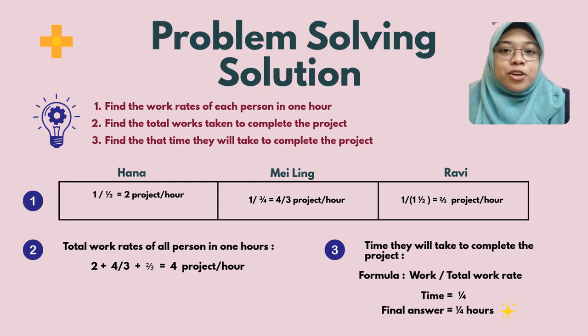Stage 4. I check the answer. The total rate is greater than each individual rate, so the time is less than the smallest time. So 1/4 hour is reasonable. Therefore, the answer is correct. So that is the complete problem solving process for the questions.